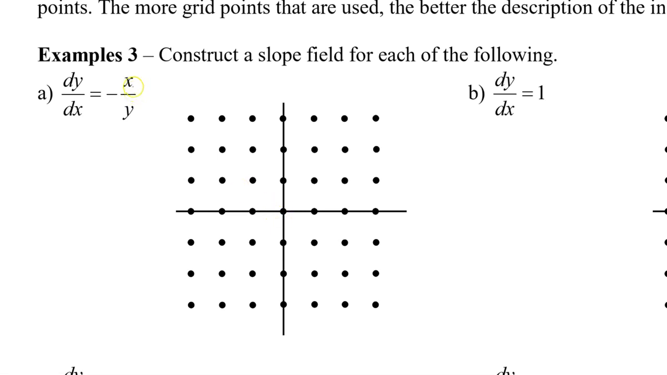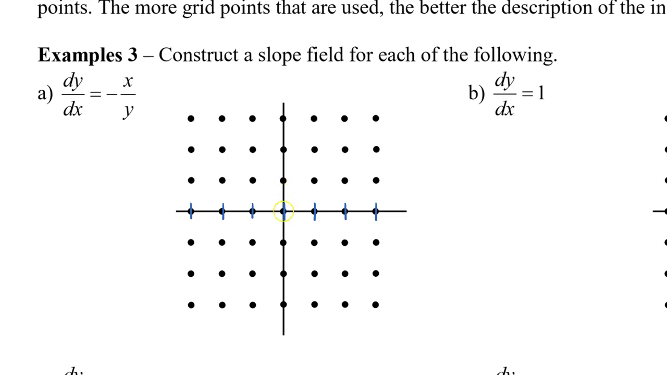When I plug in 0, 0 into x divided by y, I notice that it's going to be undefined because I have a 0 in the denominator. So to show this on my slope field, I'm going to draw a vertical line. Next, we have 1, 0, and we have 1 divided by 0, so again, it's going to be undefined. And you'll notice that's true of every point on the x-axis because we're always dividing by 0. So these are all undefined values or undefined slope.